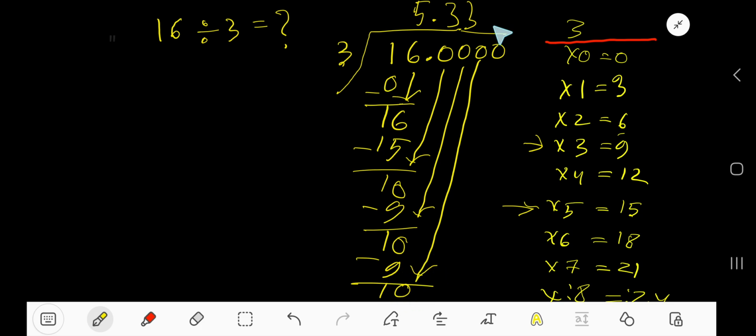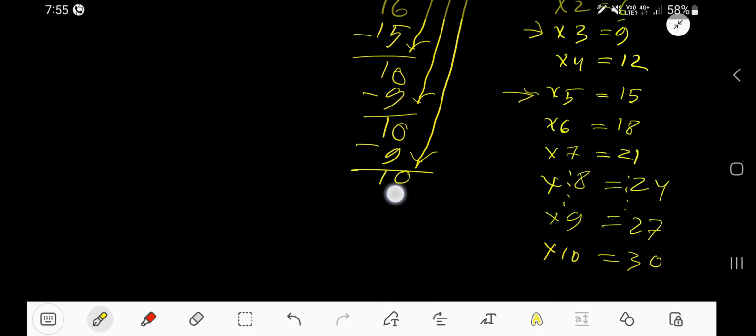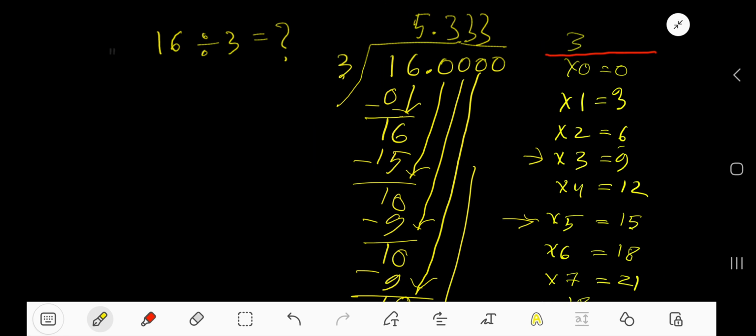3 goes into 10 again 3 times. 3 times 3 is 9. Subtract, 1. You can bring down more 0s, but since we have gotten 3 digits after the decimal, we can place 3 dots. So 5.333 dot dot dot is our answer. You can place a bar over 3. Okay, this means that 3 is repeating.